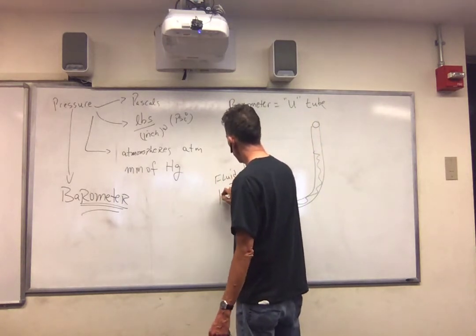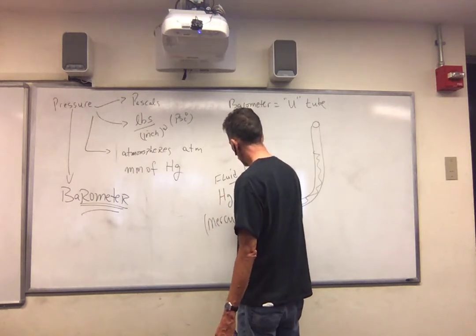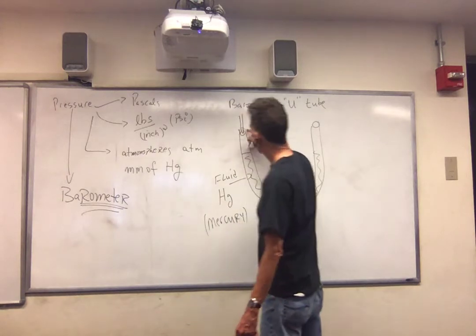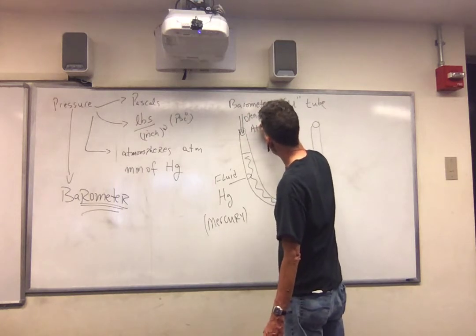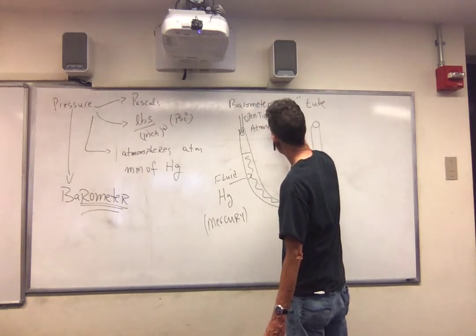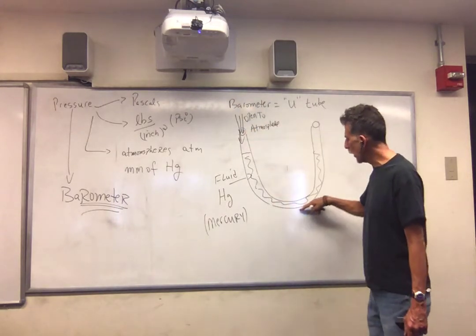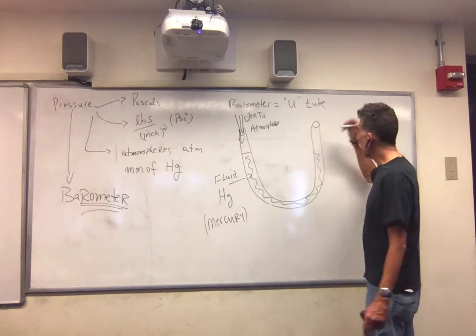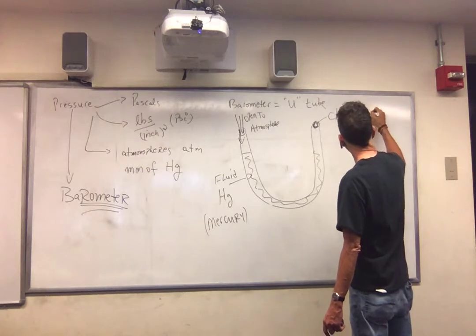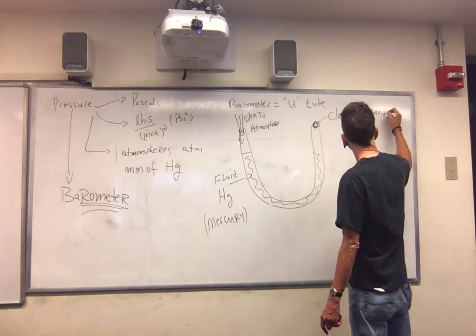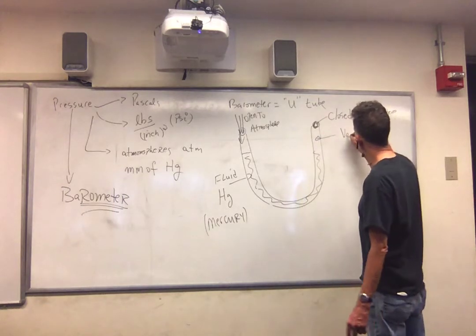Usually that fluid is Hg, mercury, because it's very dense. This side, it doesn't matter which side, is open to the atmosphere. So air pressure pushes down. If this side goes down, this side goes up, except this end is closed to the atmosphere. And here, in this area, we have a vacuum.